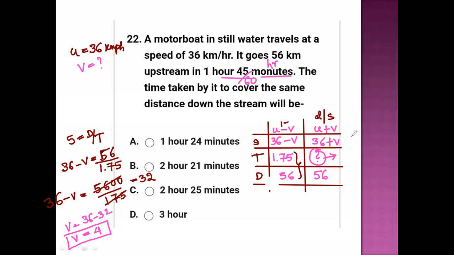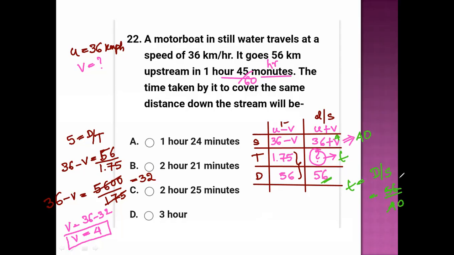Okay, so v is equal to 4 means what will be this value? The speed of the boat in the downstream will be simply 36 plus 4 is equal to 40, because this will become 4. Then what will be the time here? So time is equal to distance by speed. What is the distance here? Distance is 56. What is the speed here? Speed is equal to 40.